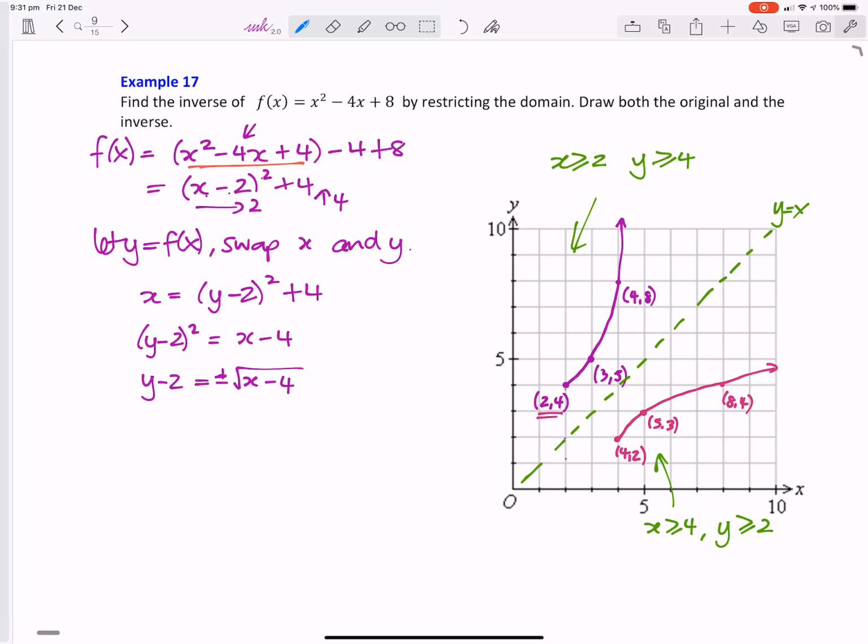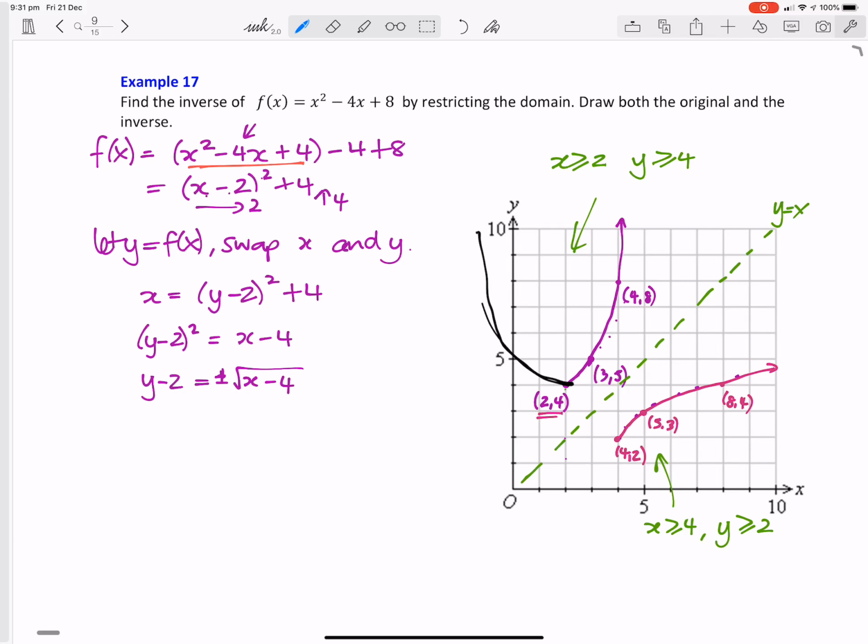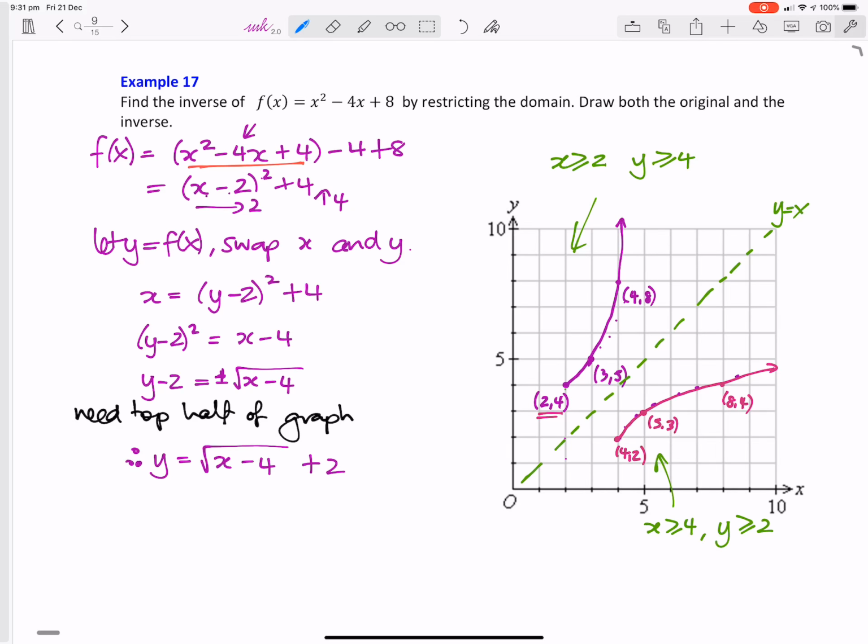Now, because we've taken the right-hand side of the graph, when we get the square root graph, we want to take the top half. I'll just show you this and then I'll get rid of it. If we had taken the left-hand side of the graph, we'd have needed to take the bottom half to be its inverse. So we'd have used negative x. But in this case here, we need the top half of the graph. So therefore, y is equal to root x minus 4 plus 2.